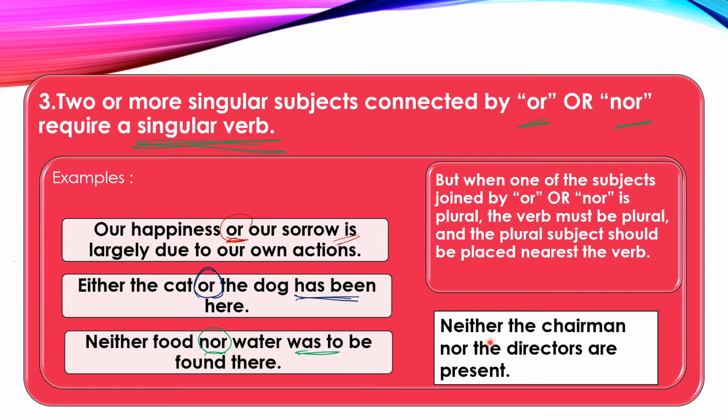As you can see here, the chairman and the directors are two different subjects, but the chairman is a singular subject, whereas the directors is the plural subject. And if we find any plural subject joined by or, nor, then the plural subject must be placed nearest to the verb, and the verb must follow the plural subject. So here, the directors is the plural subject and it is placed very close to the verb, and the verb becomes plural here. Plural, not singular. And they are joined by nor. So this is the whole rule.